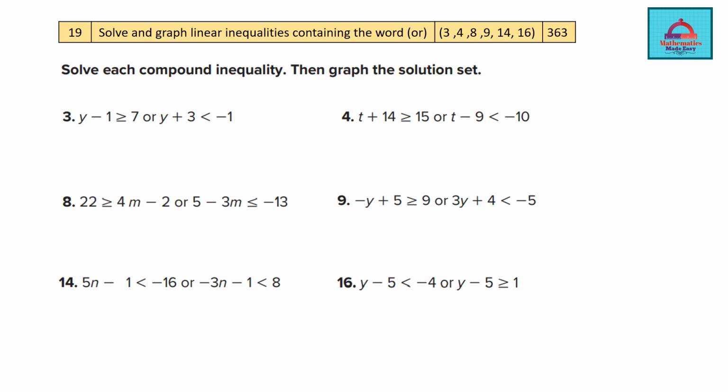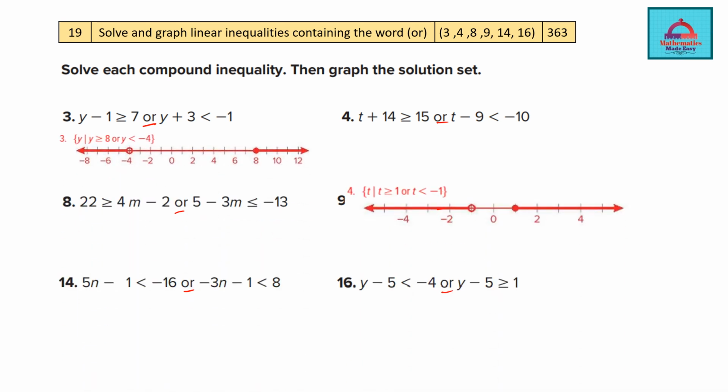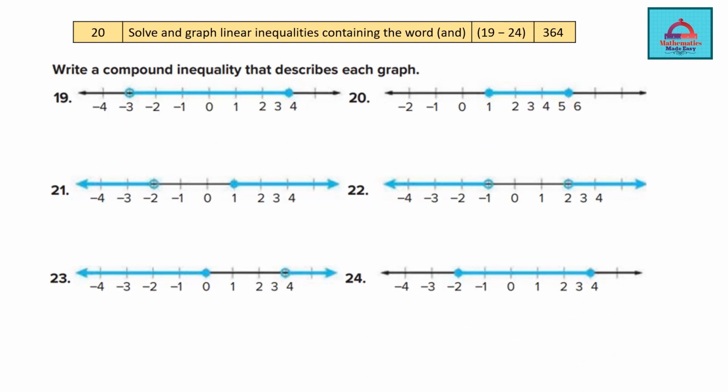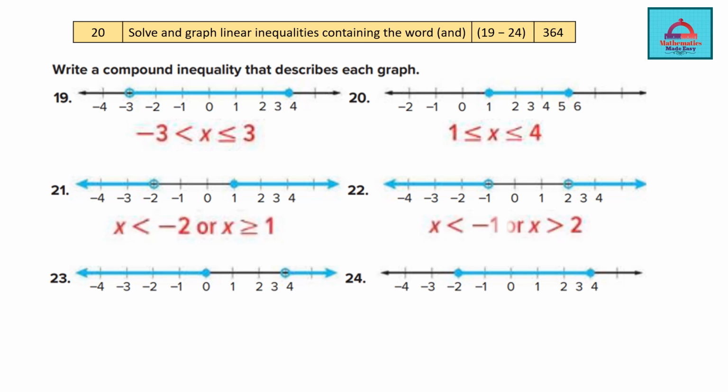Next we have solve each compound inequality. So compound inequality is the one that has OR with it. You see OR here. So two inequalities connected by an OR is a compound inequality. So here the solution would be like this. Because it is OR, there will be no common intersection. And you have to now describe the compound inequality that describes the graph. So your answer would be the following.